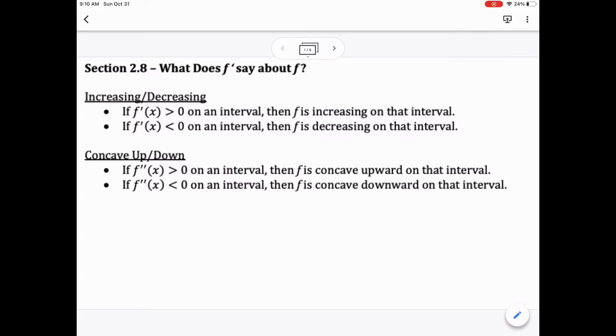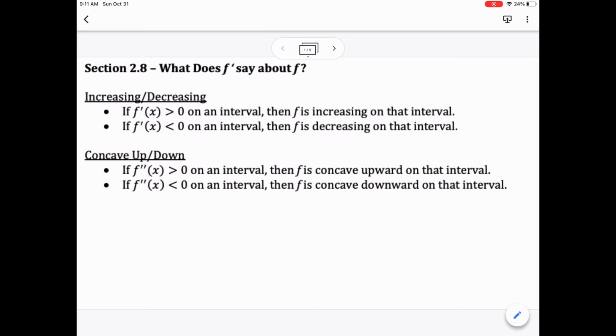Today's lesson is over section 2.8, where we'll talk about the first and the second derivative of the original function and being able to sketch that. So when we're looking at the first derivative, remember we're talking about the slope of the original function. When the first derivative is positive, that means we're increasing for the original function. When the slope is negative, that means we're decreasing for the original function.